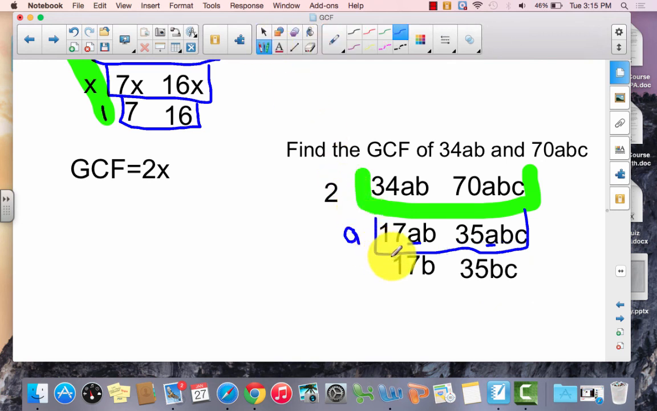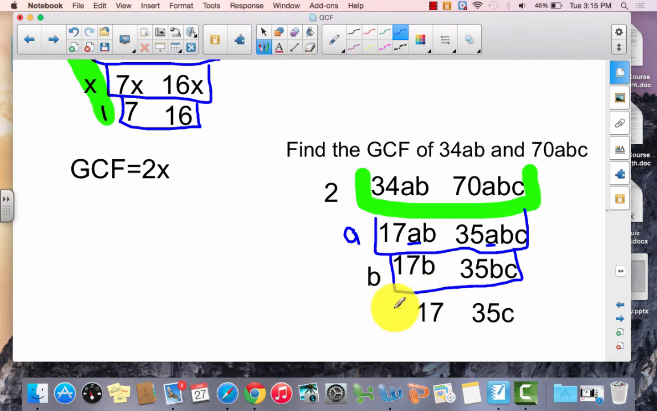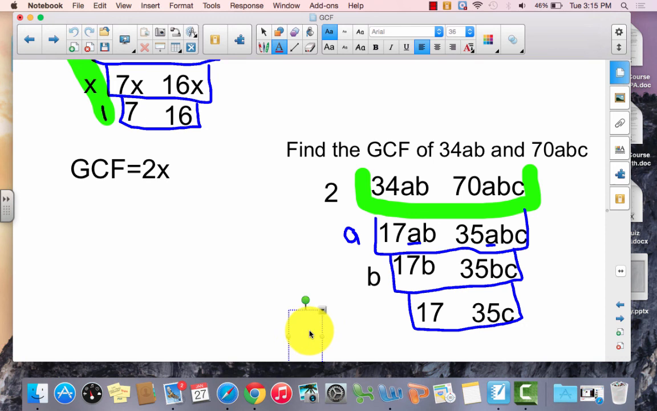And the next thing that jumps out at me is that both terms have a b. So I'm going to pull the b out. If 17b had one b and I took it away, I'm left with 17. 35bc had one b, I took it away, I'm left with 35c. We're going to add another layer to our cake. If I multiply those terms on the side now, 2 times a times b, I find out that the GCF is 2ab.